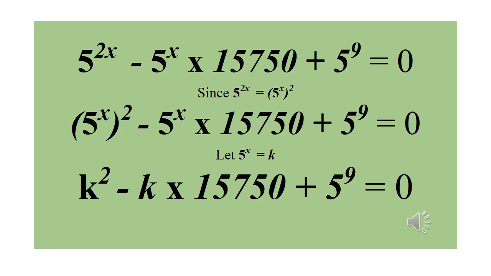Now what we are trying to do is to have 5 raised to the power x in common, since we have 5 raised to the power x multiplying 15,750. So now let 5 raised to the power x equal k. Anywhere we see 5 raised to the power x, we are going to write k. Since we have 5 raised to the power x squared here, that means we have k squared. Then minus 5 raised to the power x again, we put k again, that is minus k, times 15,750, plus 5 raised to the power 9 equals 0.